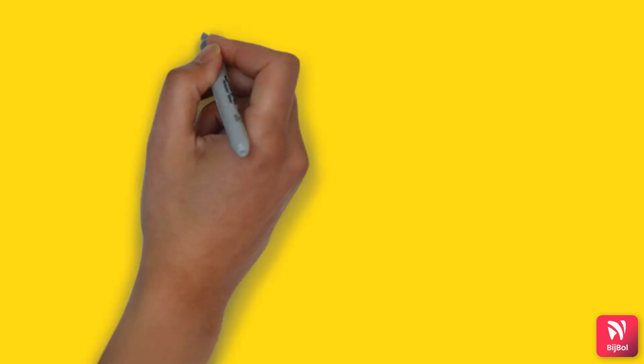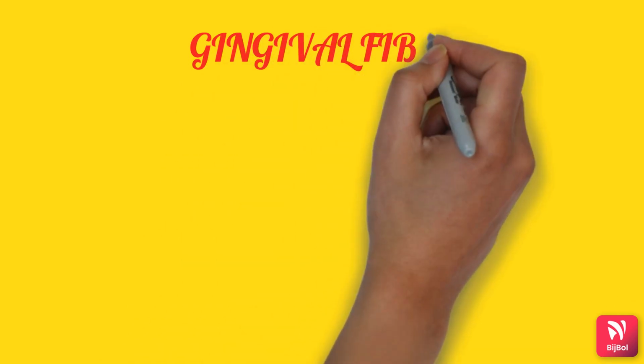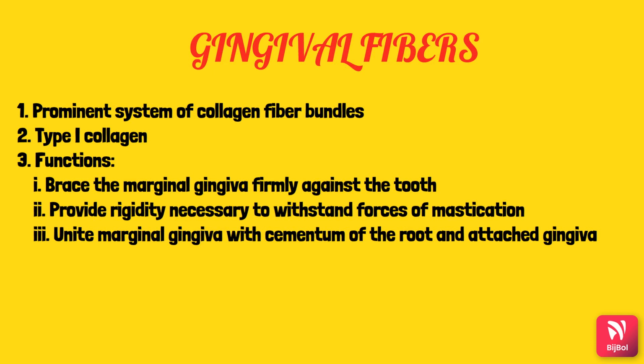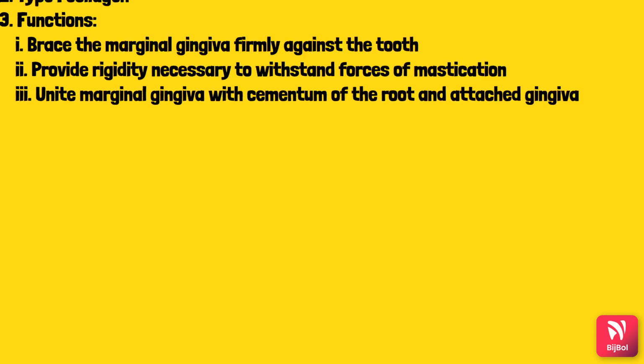Now we will learn about the gingival fibers. We have already seen that the attachment of the junctional epithelium is reinforced by the gingival fibers, and that is called the dentogingival unit. So the function of the gingival fibers is to make the attachment possible. They will brace the marginal gingiva against the tooth, and those are made up of type 1 collagen fiber bundles. And when the tooth is subjected to masticatory forces, the tooth starts deflecting away from the force, but this does not happen because the gingival fibers are supporting the tooth.